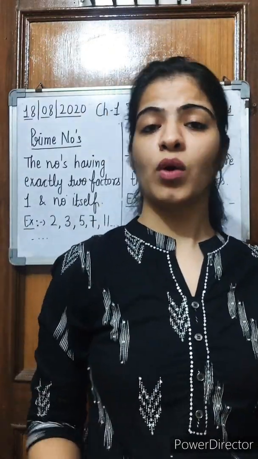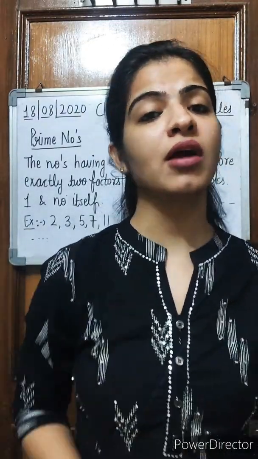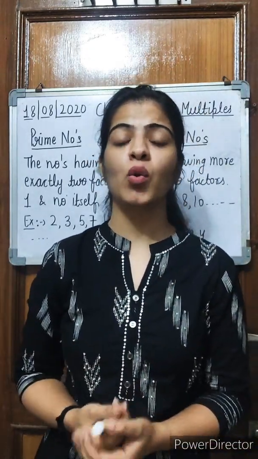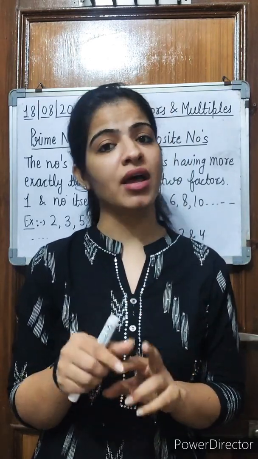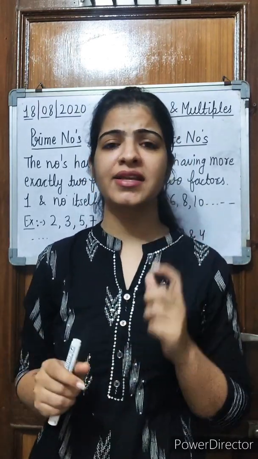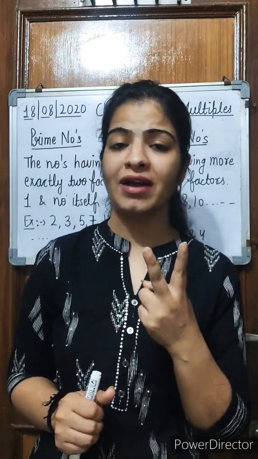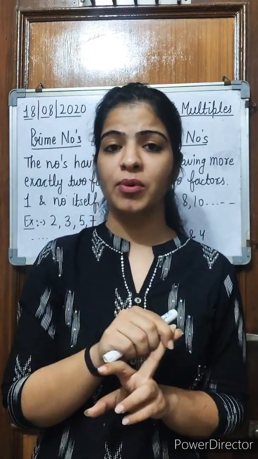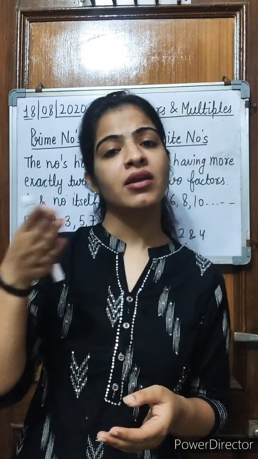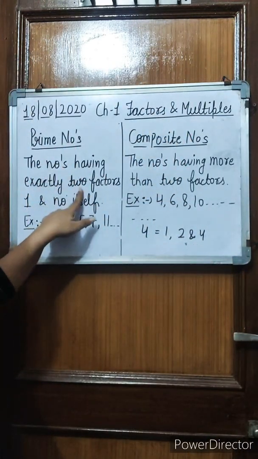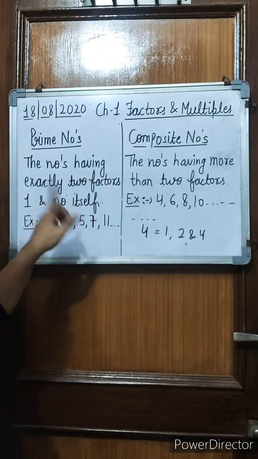Now we will understand what are prime numbers and what are composite numbers. So prime numbers are those numbers which are having only two factors, 1 and the number itself. Let's take an example. If we take the example of 3, 3 is having only two factors, that is 1 and 3, because 3 comes in the table of 1 and 3 only. So what are prime numbers? The numbers having exactly two factors, 1 and the number itself.